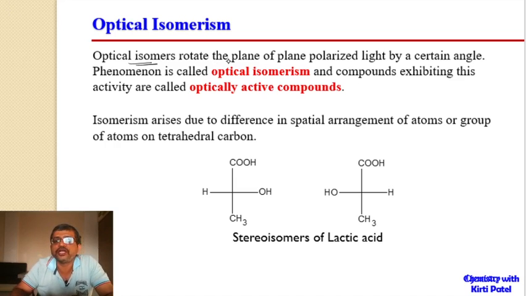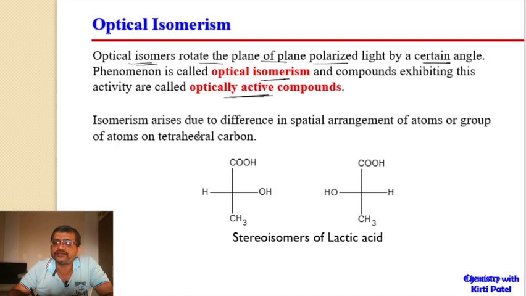Optical isomers rotate the plane of plane polarized light by a certain angle. They may have the same or different physical and chemical properties, but they will rotate the plane of plane polarized light by different angles. This phenomenon is called optical isomerism, and the compounds exhibiting it are called optically active compounds.